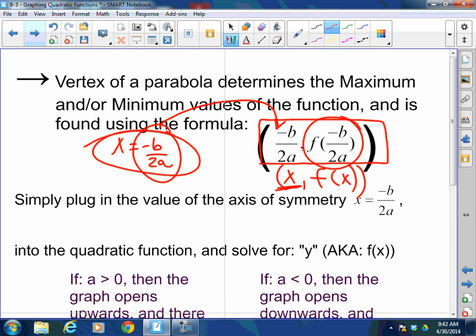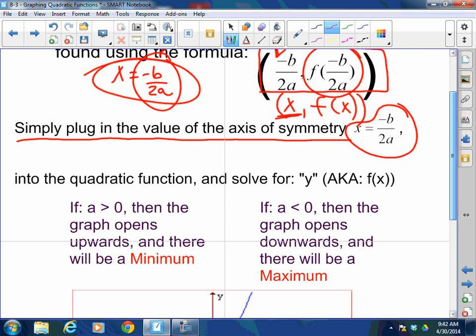So again, simply plug in the value of the axis of symmetry, which is x equals negative b over 2a, into the quadratic function and solve for y, also known as f of x.